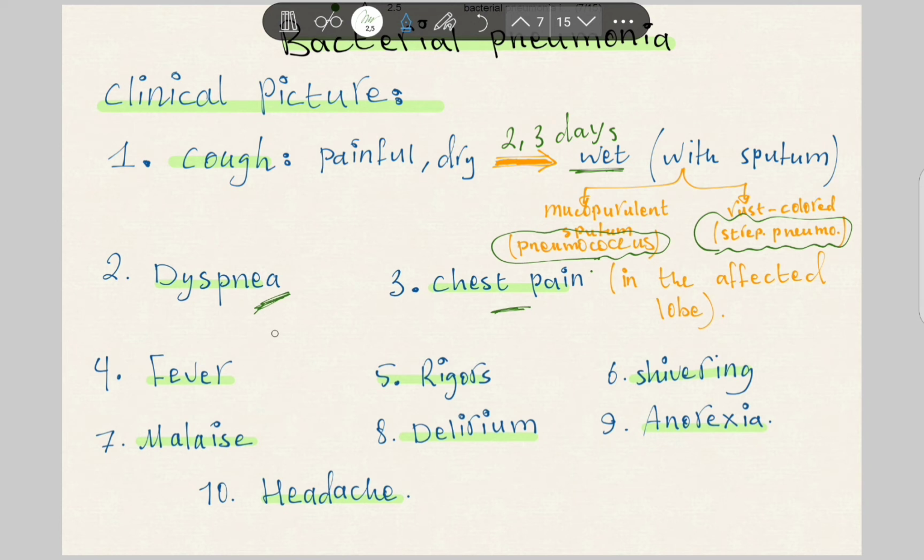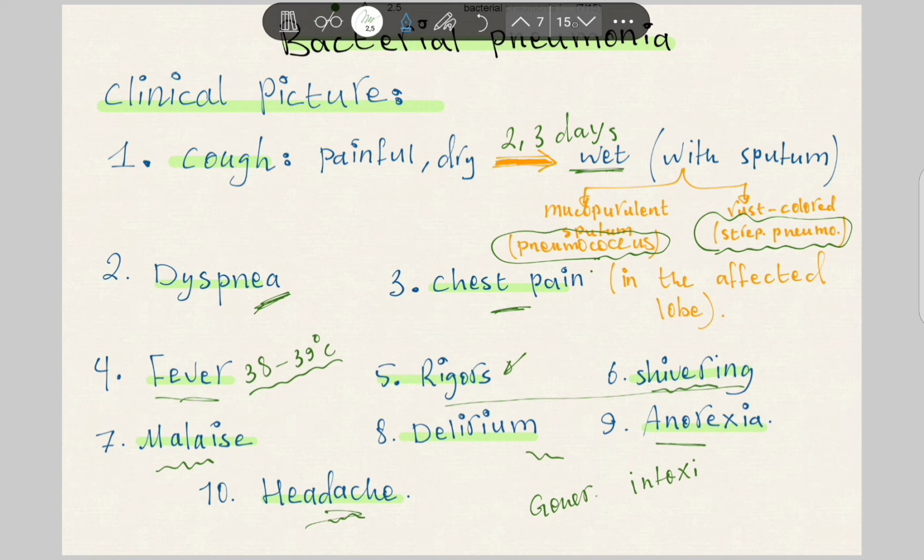Also, fever. Fever ranges from 38 to 39 in pneumonia. It can be less in some cases of pneumonia. Also, other signs which are rigors, shivering, and malaise, as well as delirium, anorexia, and headache. Fever, headache, and anorexia are signs of general intoxication. So remember that, please. Rigors and shivering are mechanisms to decrease fever.